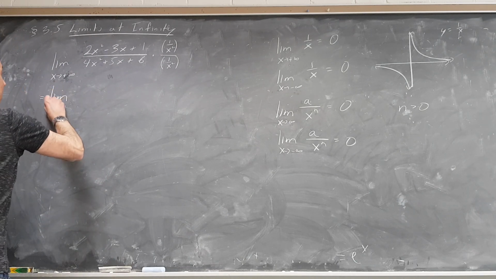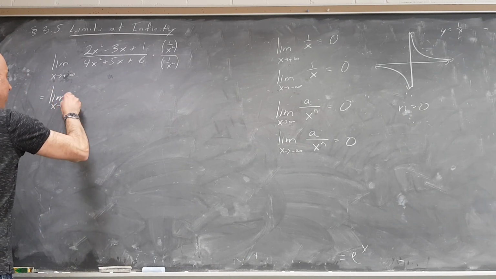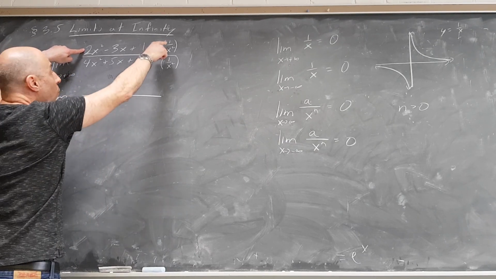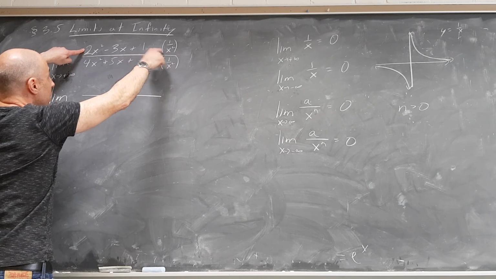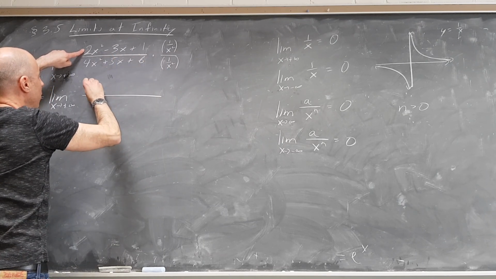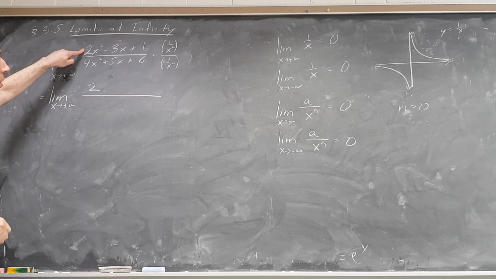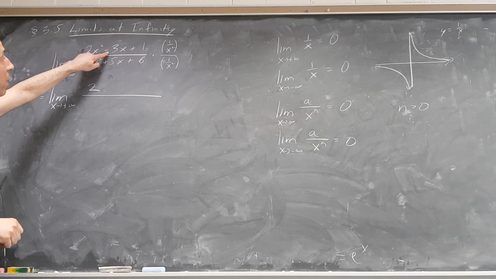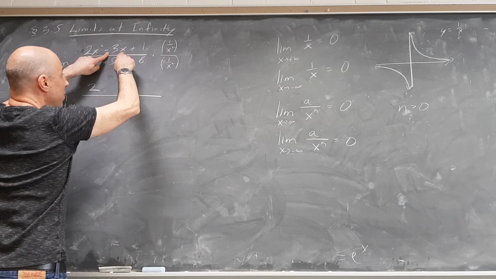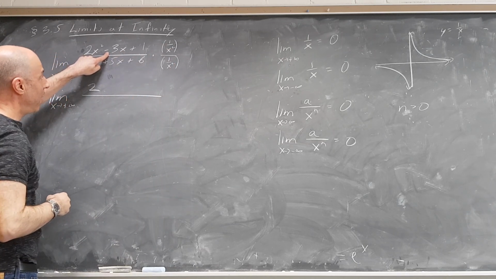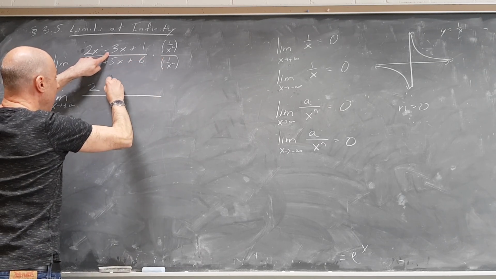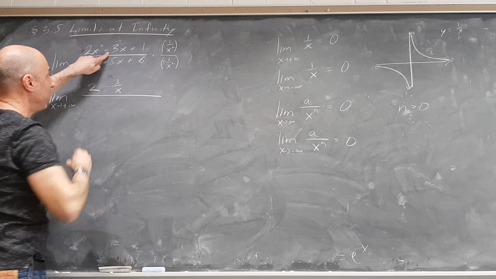The limit as x goes to plus infinity, 2x squared times 1 over x squared. The x squareds cancel out, and you're just left with the number 2. Minus 3x times 1 over x squared. One of the x's on the top cancels out with one of the x's on the bottom. So instead of having an x squared on the bottom, we just have an x. And so we have minus 3 over x.